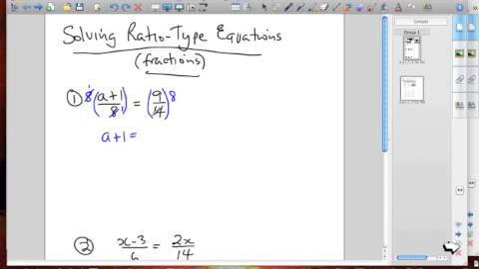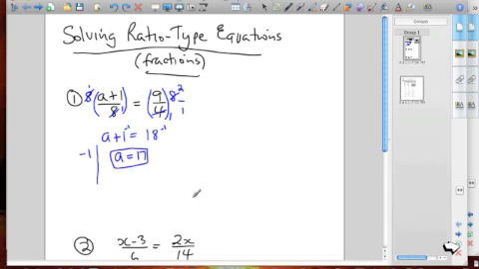On the right side, I can simplify numerator to denominator. 4 goes into 4 once, goes into 8 twice. So now I'm left with 9 times 2 over 1, 9 times 2, and 4 times 1. So I have 18. Now I do my regular steps. Subtract 1 from both sides. Subtract 1, subtract 1. A equals 17. So there's one answer.